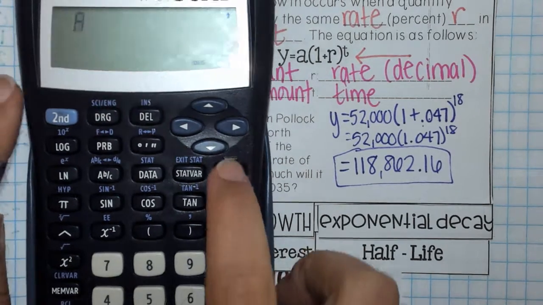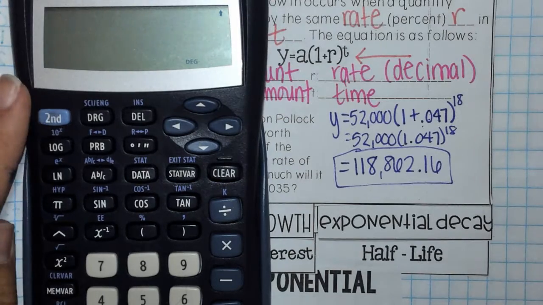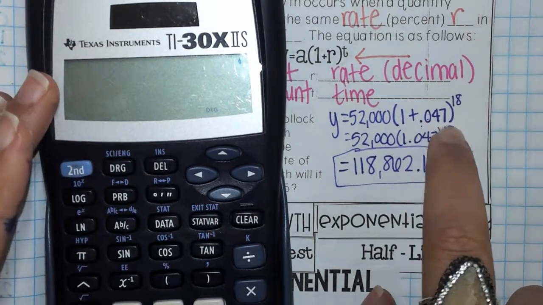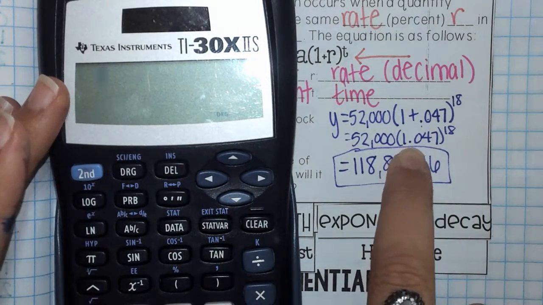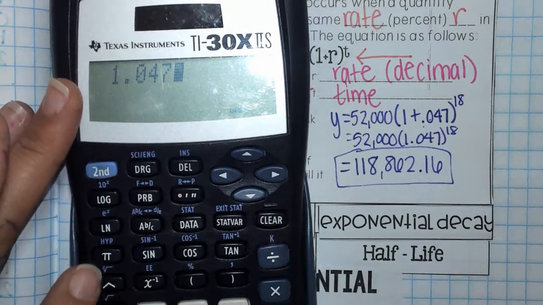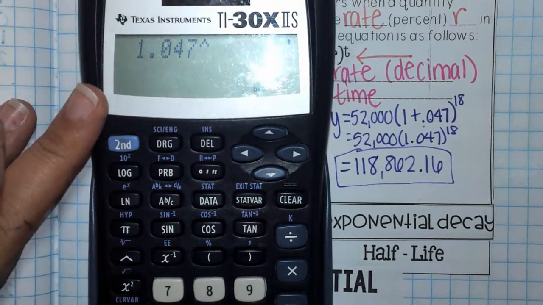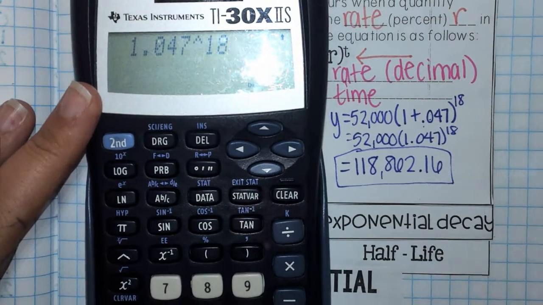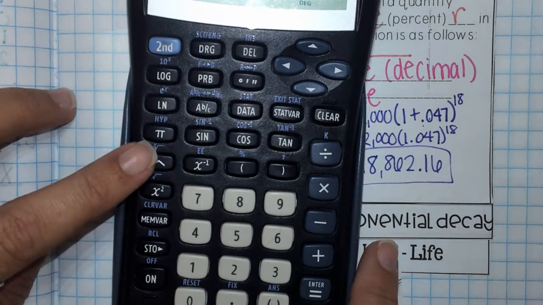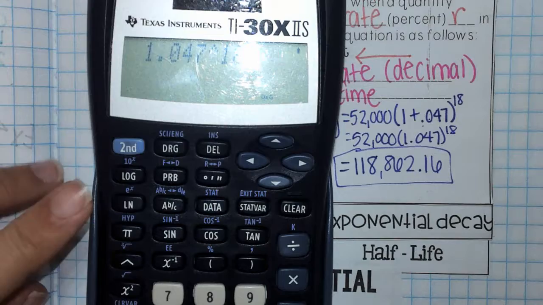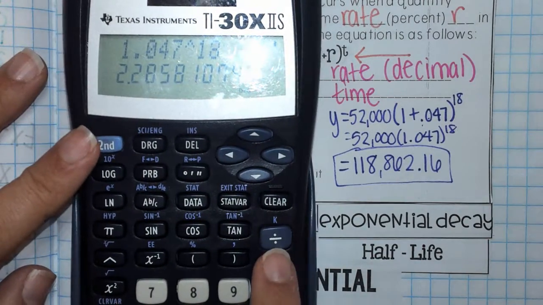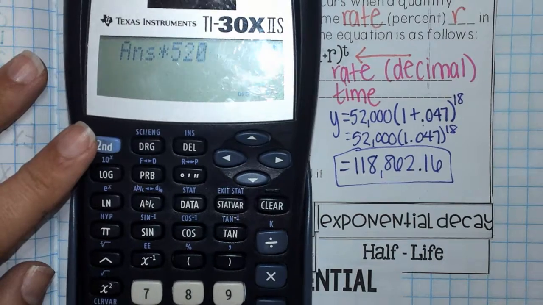Okay, so let's walk through it one more time. So we did 1 plus 0.047, right? And we got 1.047. Then we do 1.047, and we hit this button right here to the 18th power. It's called a caret. Looks like a rooftop. And you hit equals. And then you're going to multiply that times 52,000.